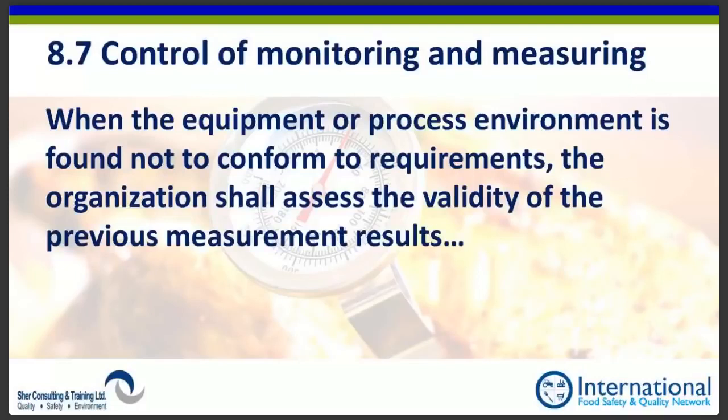like a dosimeter or a flow meter or a measuring device, any measure, a pH meter, it must be calibrated, like all measuring devices according to ISO 9001. However, if that verification of accuracy that we do, that calibration, if we find out that our measuring device does not conform to requirements, then we must assess the validity of the previous measuring results.